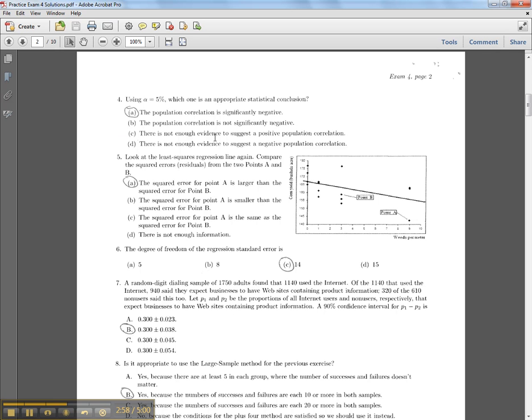C, there is not enough evidence to suggest. Okay, C and D you can ignore because there is enough evidence, right? 0.038 is less than 0.05, so that's number 4.